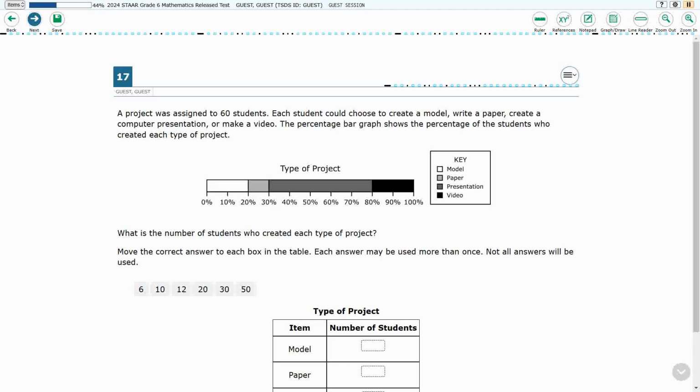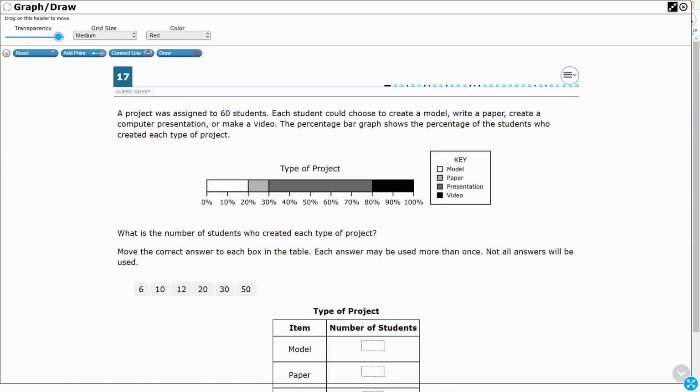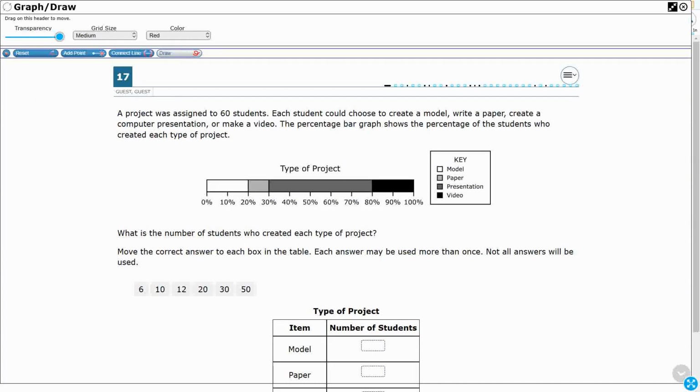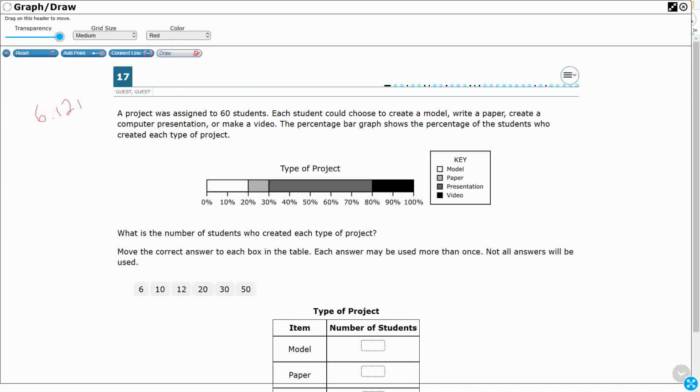Number 17, we have summarizing categorical data. This is 6.12D. And what we are doing here is we're looking at a project. This project was assigned to 60 students, and each student chose to either create a model, a paper, a presentation, or a video. And then we have a percentage bar graph right here telling us what's going on with that. All right, so what is the number of students who created each type of project?